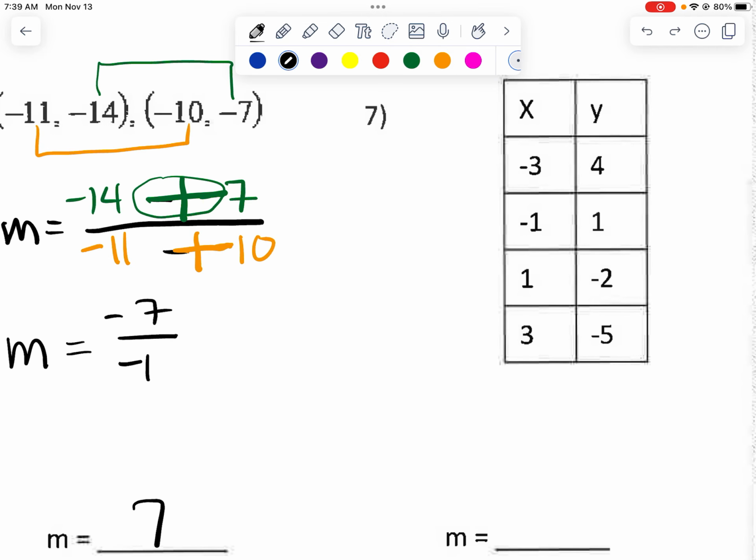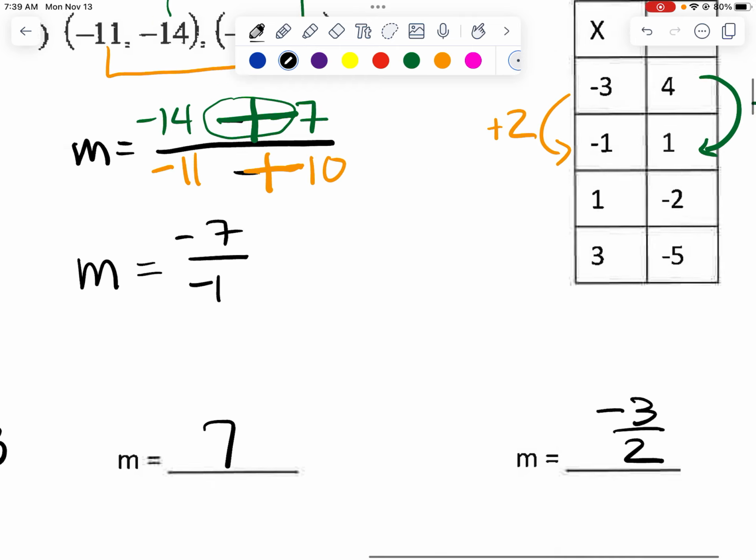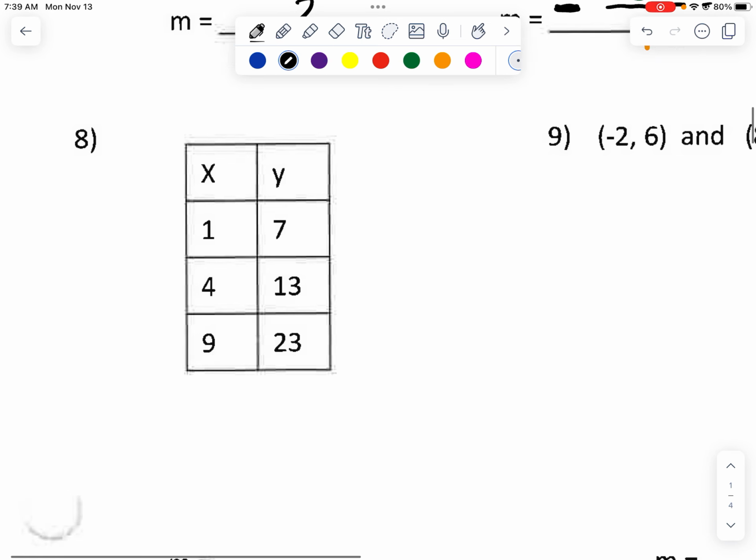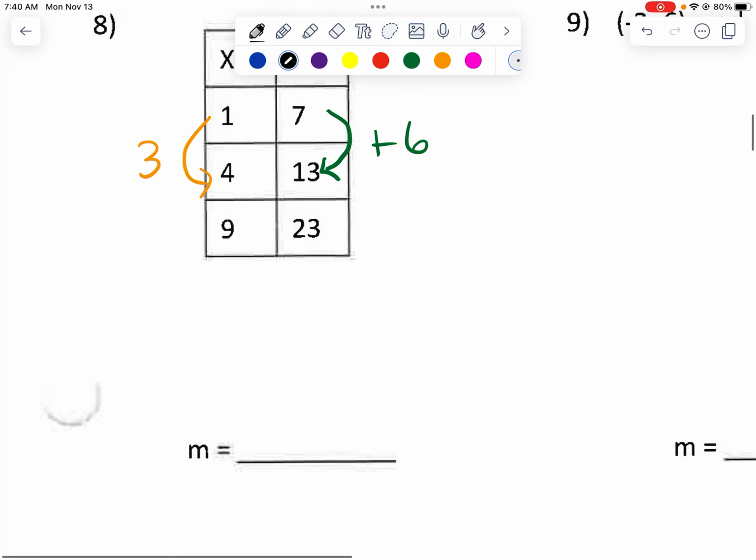Over here, if I look at this, this goes down 3. This right here goes up 2. So my slope for this one is negative 3 over 2. Here we are. On this one, I go up 6. And here I go up 3. So my slope on this one is 6 over 3, which simplifies to 2.